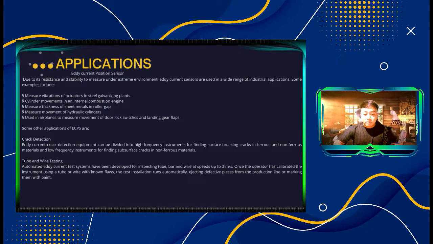And for the next sensor, the eddy current position sensor. Due to its resistance and stability to measure under extreme environments, eddy current sensors are used in a wide range of industrial applications. Some examples include measuring vibrations of actuators in steel galvanizing plants, cylinder movements in an internal combustion engine, thickness of sheet metals in roller gaps, movement of hydraulic cylinders, and they are used in airplanes to measure movement of door lock switches and landing gear flaps.